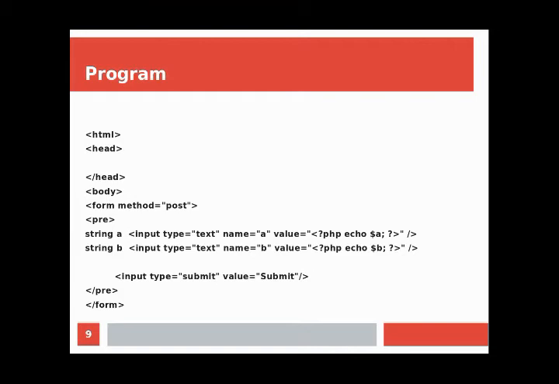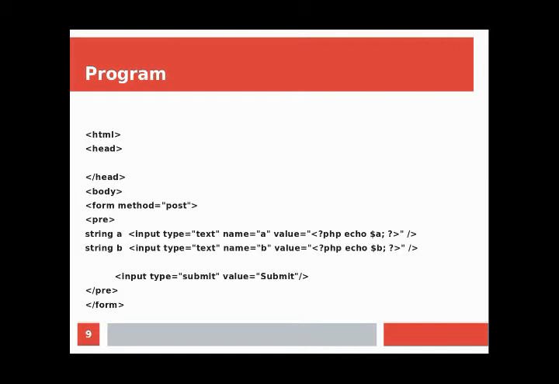Here input type equal to "text", name equal to "A", and value equal to, within double quotes, you have to write angular bracket question mark PHP, or less than question mark PHP, which is the start of PHP. Again here echo $A, that means the display statement, and we are displaying A, semicolon and end of the PHP tag. That means we have embedded PHP in the HTML, and we use the PHP program for displaying the value of A. Again close that HTML tag.